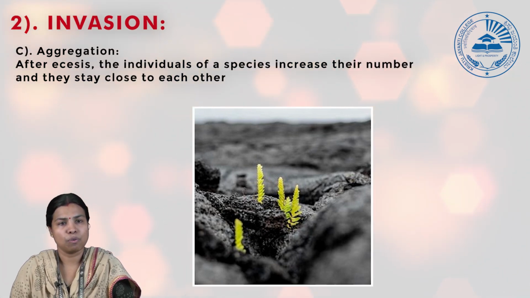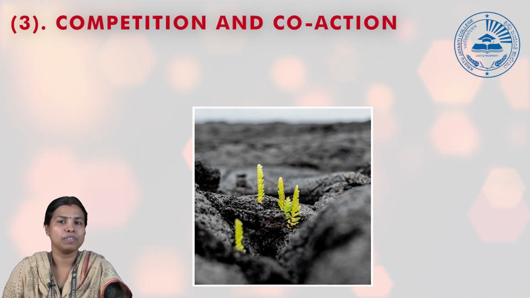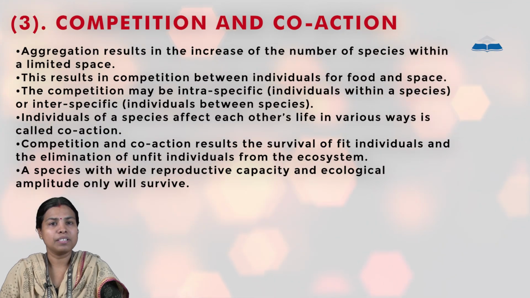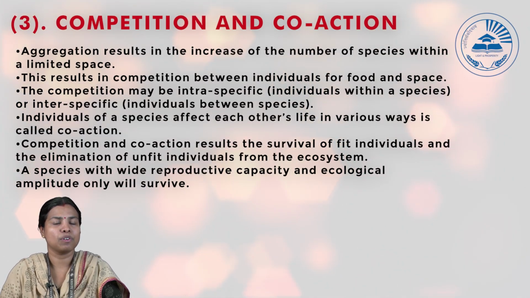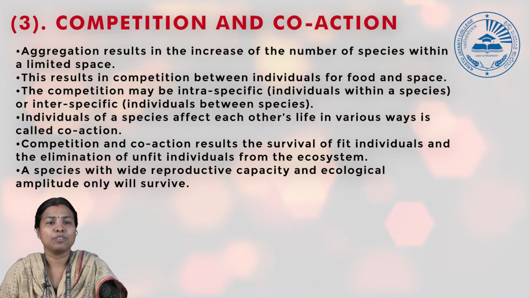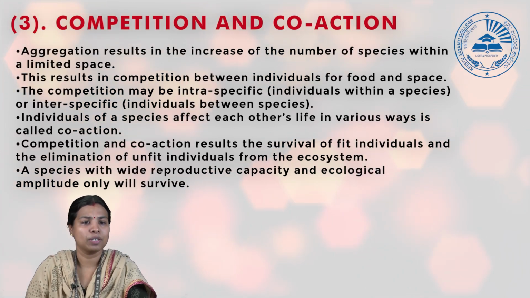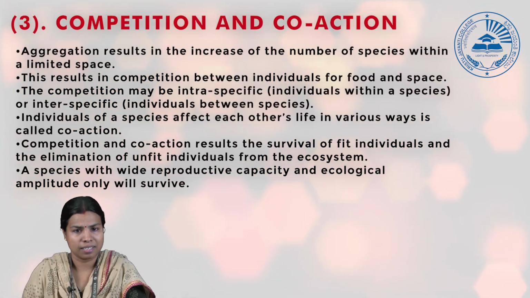Then competition and co-action, like that other propagules also will start growing. So that enables each species to go for competition for food, sunlight, humidity, and co-action will be there with the abiotic components. So that is the third step.